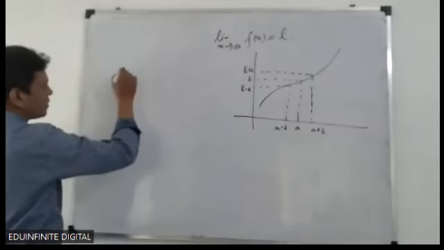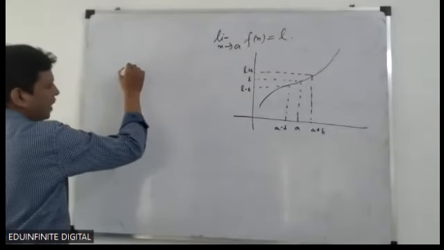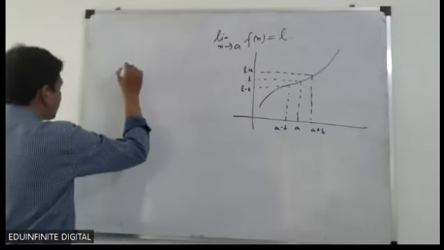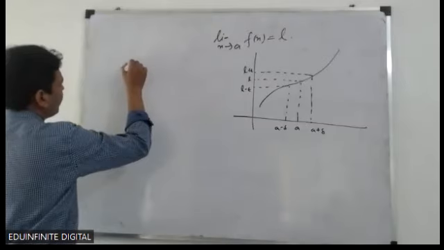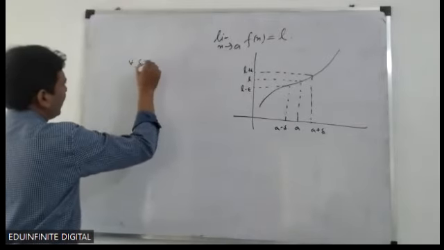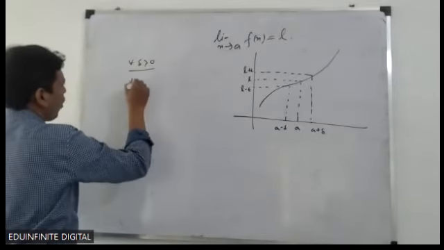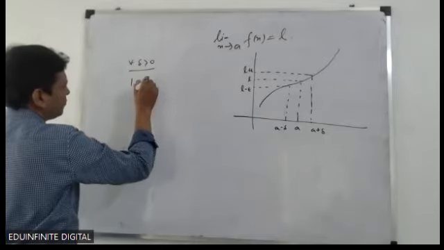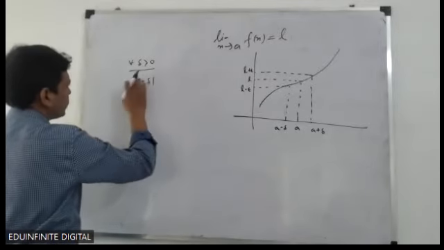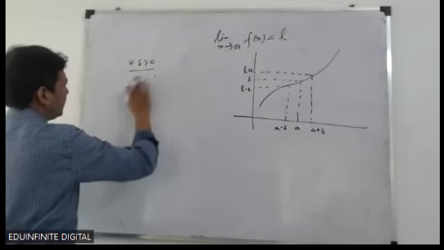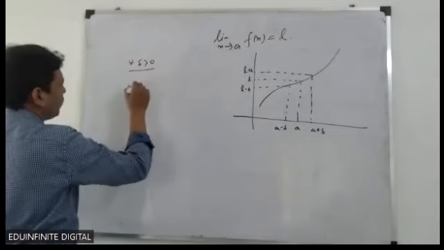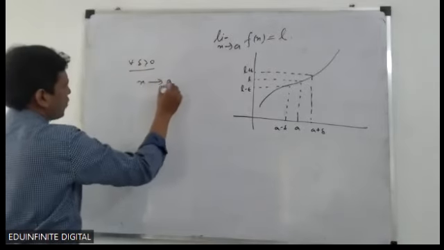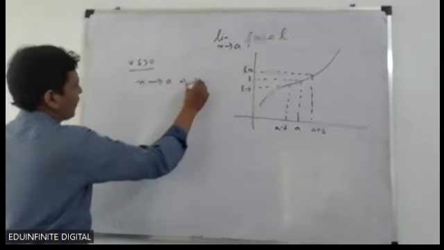That means for all delta greater than 0, mod of x minus A less than delta, whenever we say x tends to A implies f(x) tends to L.